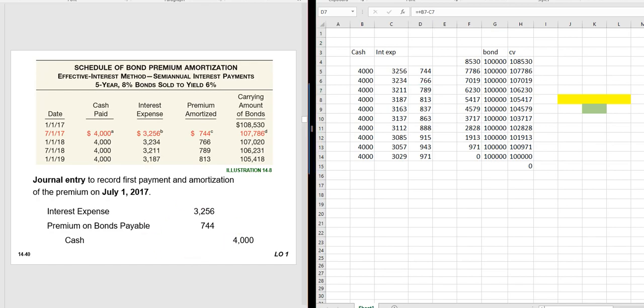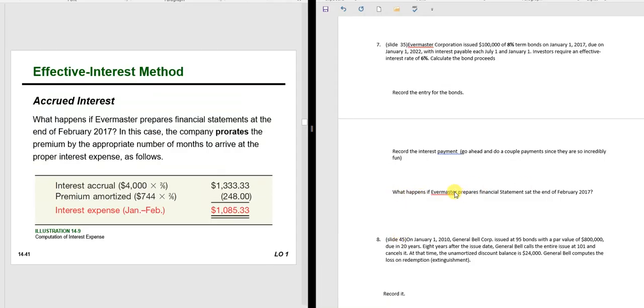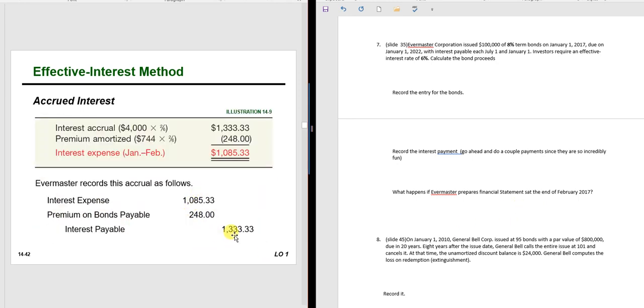Okay, so the next one we'll write down here: what happens if Evermaster prepares financial statements at the end of February 2017? Basically they would prorate the interest. The last time I paid interest was December, so I have January and February. So I simply do 2/6 of the interest and 2/6 of the premium. Then your journal entry is interest payable of 2/6 of every number that you would have on there. It's as simple as that.